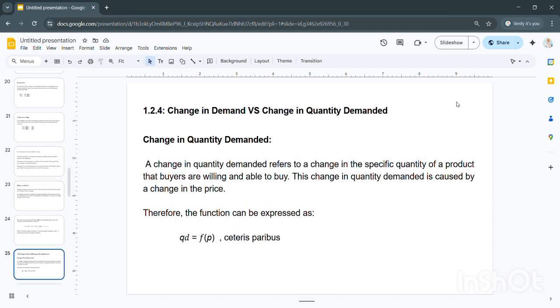Change in demand versus change in quantity demanded. Change in quantity demanded: a change in quantity demanded refers to a change in the specific quantity of a product that buyers are willing and able to buy. This change in quantity demanded is caused by a change in the price. Therefore, the function can be expressed as QD is equal to function of P.